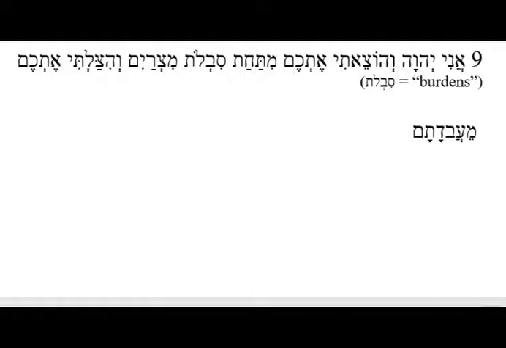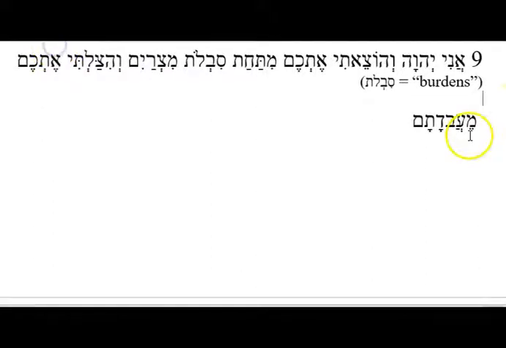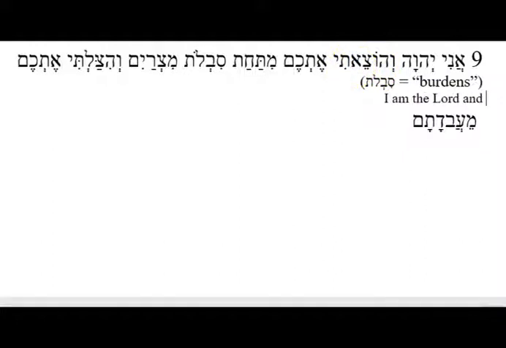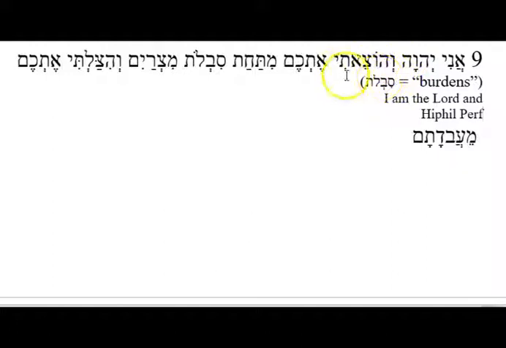Let's do one more sentence together. This sentence begins Ani Adonai. So, I am the Lord. Vehotseti. And let's parse this verb. Hotseti. Well, we have our ho, ho, ho. Hiphil, first yod. This is a perfect, right? Because we have a he preformative and the perfect ending. First common singular, from our first yod verb, yatsa.